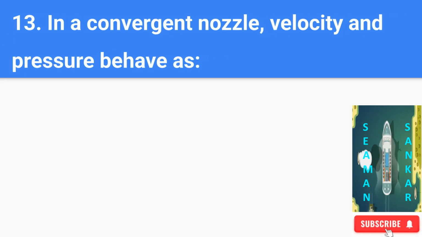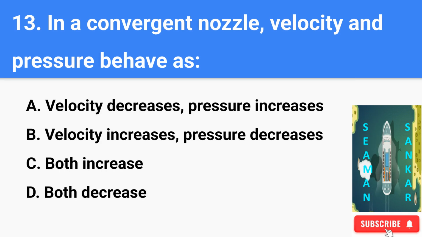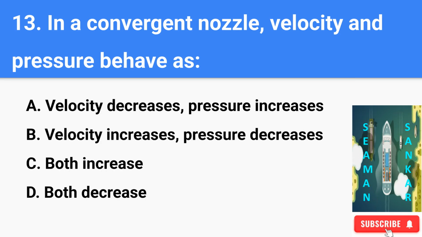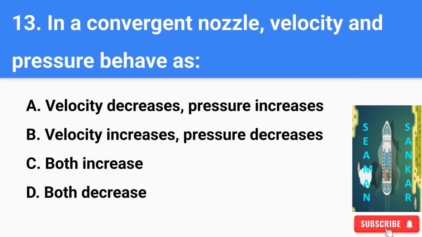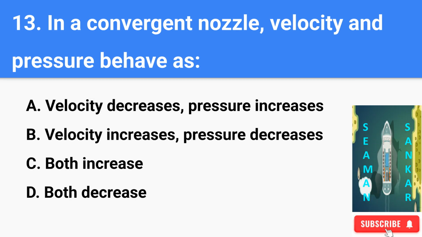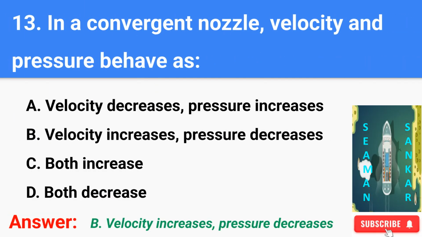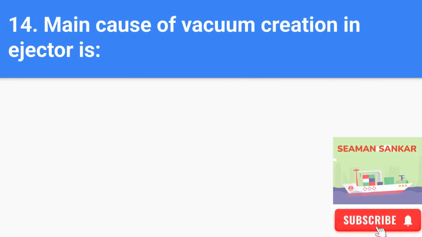Question 13. In a convergent nozzle, velocity and pressure behave as A. Velocity decreases, pressure increases. B. Velocity increases, pressure decreases. C. Both increase. D. Both decrease. The correct answer is B. Velocity increases, pressure decreases.